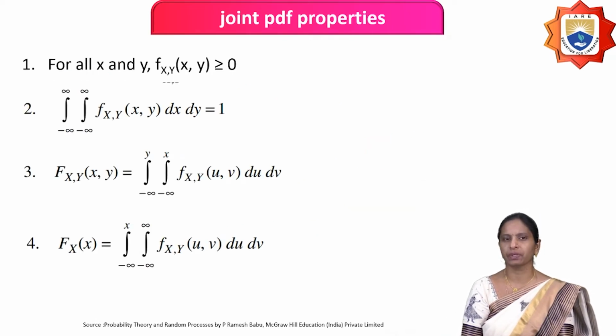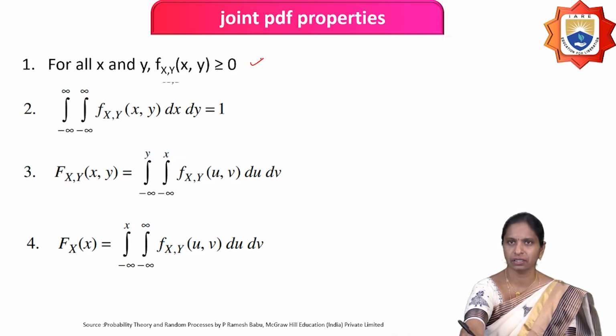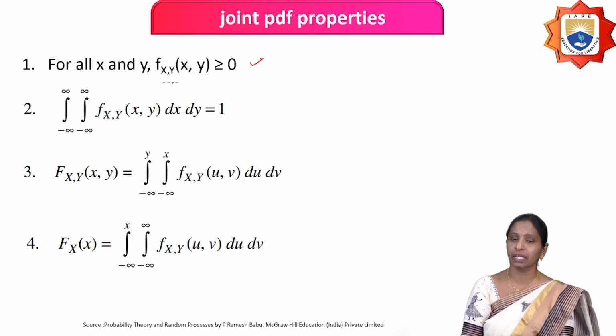And coming to the properties of the joint probability density function, the first property states that if you take any value of x and y, the joint density function is always a non-negative value. That is the first property. So the joint density function is always a non-negative value.